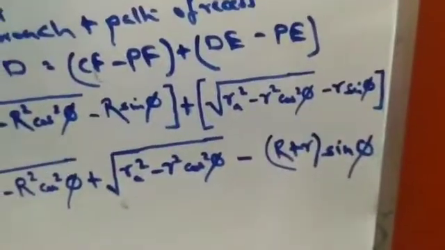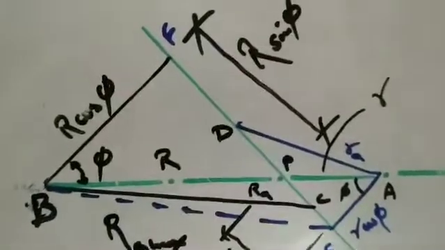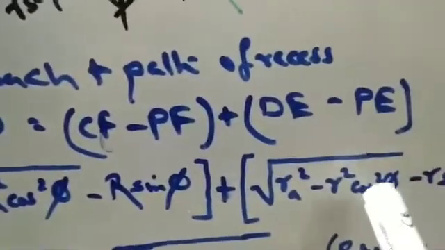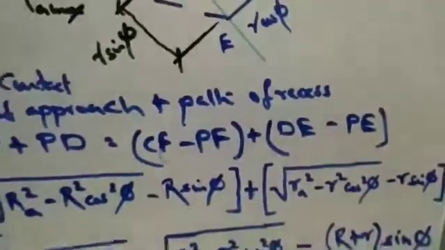Similarly, we get the value of DE minus PE. What is DE? If you consider the triangle EAD, this length DE is the square root of small r square minus small r square cos square phi. And what is PE? If this is cos phi, then PE is basically RA sin phi.